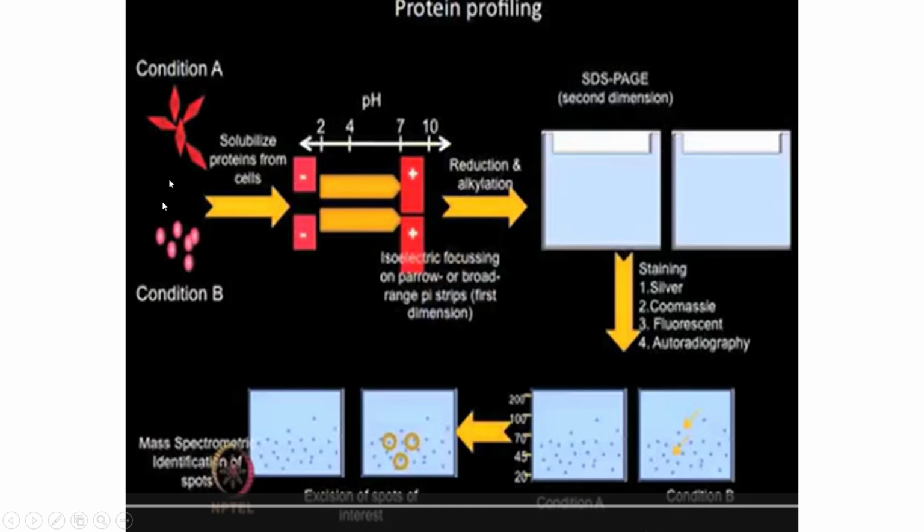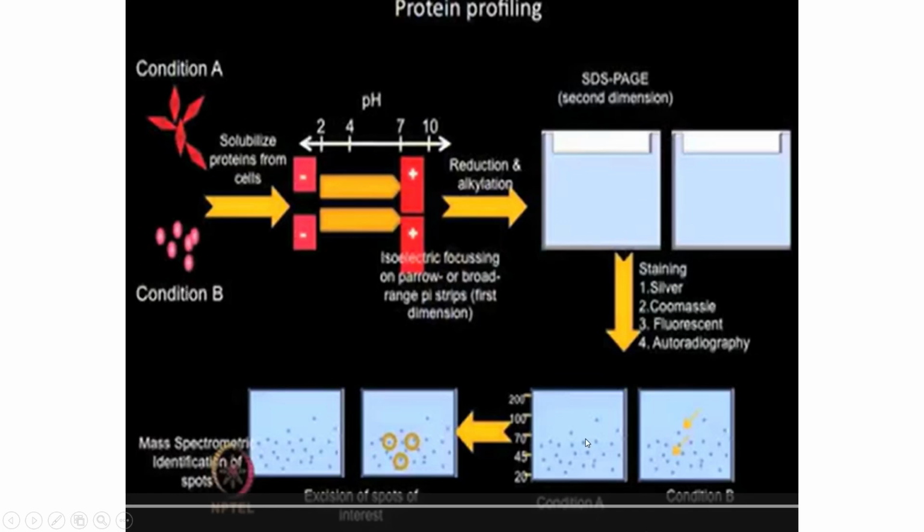You will be having two proteins, for example, in one condition and in the other condition. You'll use the first dimension, isoelectric focusing, to separate the proteins. Once those are separated, you will do the equilibration step, which is reduction and alkylation. Once the equilibration step is done, you'll place it on the SDS-PAGE gel. You will run them. After running them, you'll have to do some kind of staining.